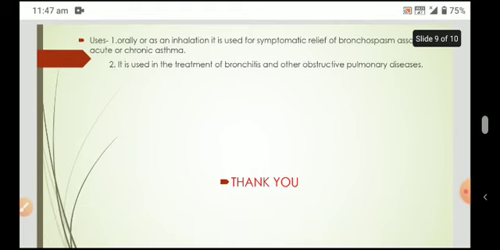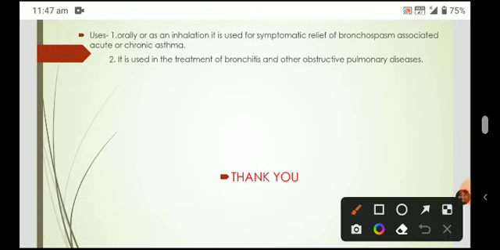And the next thing is uses. As an inhalation, it is used for the symptomatic relief of bronchospasm associated with acute as well as chronic asthma. So it is used for both purposes, acute or chronic asthma. Second thing, it is used in the treatment of bronchitis and other obstructive pulmonary diseases. With this we completed in detail the sympathomimetic agents with their classes.